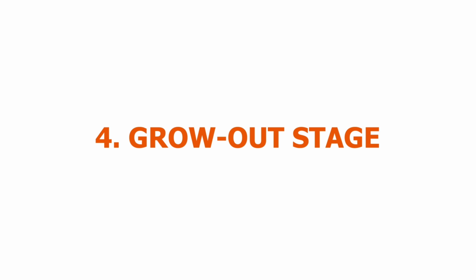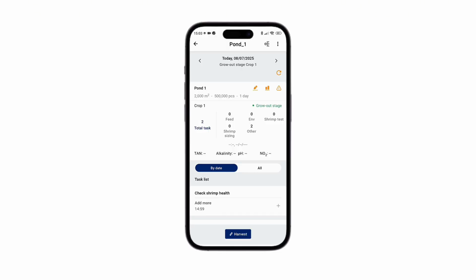Next, your pond status will go to grow out stage. At this time, the pond status changes to grow out stage. Similar to the nursery stage, you can tap the plus button to add tasks and record the daily log. After completing all stages, tap Harvest.